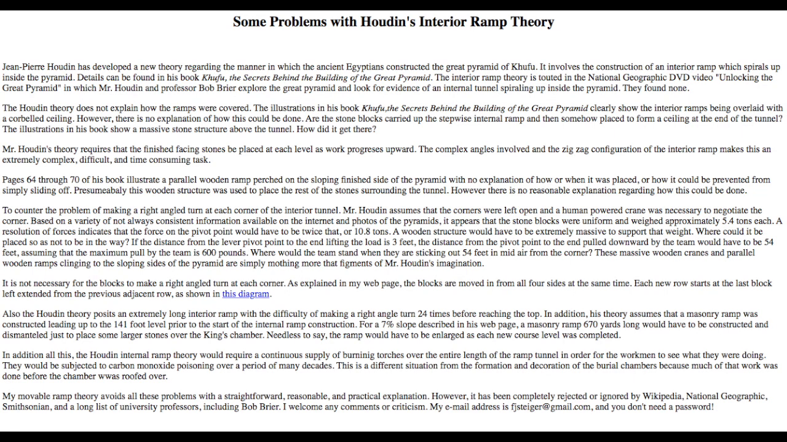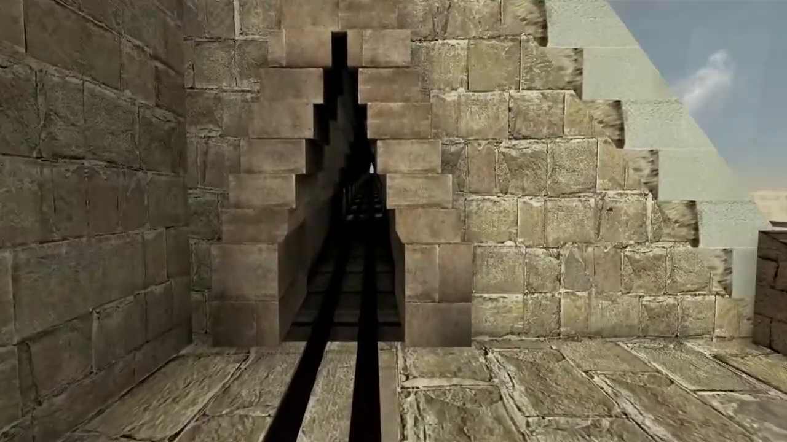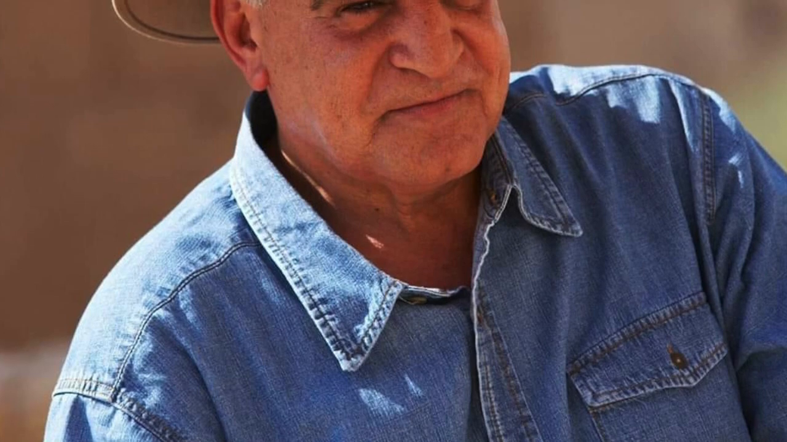Digging a little deeper online, I found the website of retired American engineer Frank Steiger, apologies Frank if I'm getting your name wrong, who has been critical of Houdin's internal ramp theory. It's worth mentioning before I get into what he has to say that Steiger is also, rather coincidentally, critical on his website of both Zahi Hawass and John Romer, who I've just mentioned.